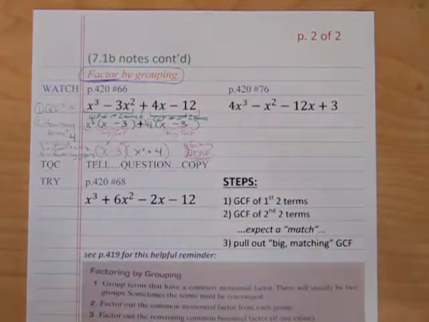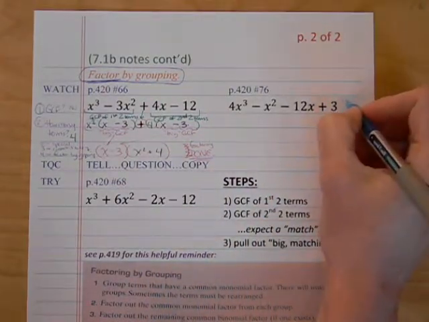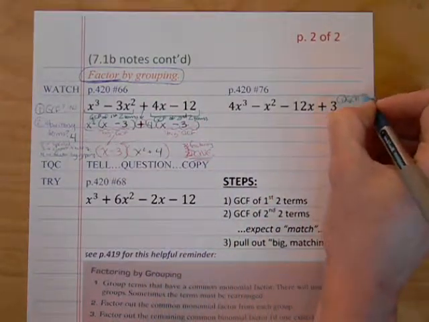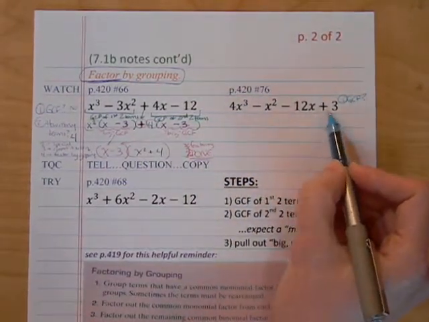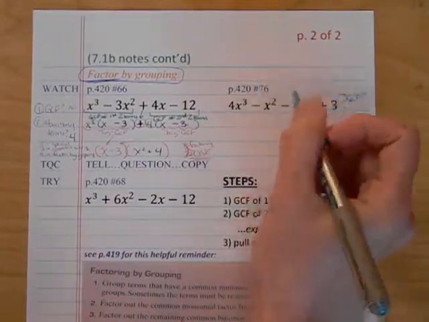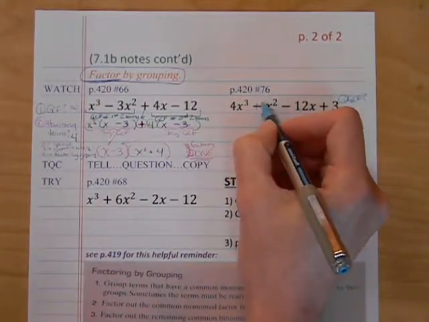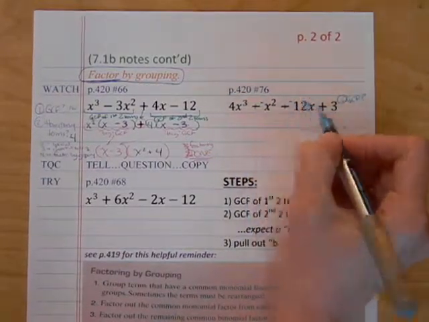Let's try number 76. Same concept here. We start by asking ourselves, is there a GCF that all 4 pieces have in common? 4x cubed minus x squared minus 12x plus 3. And I'm just going to go ahead and make these, just so I don't drop any negatives, plus a negative here.